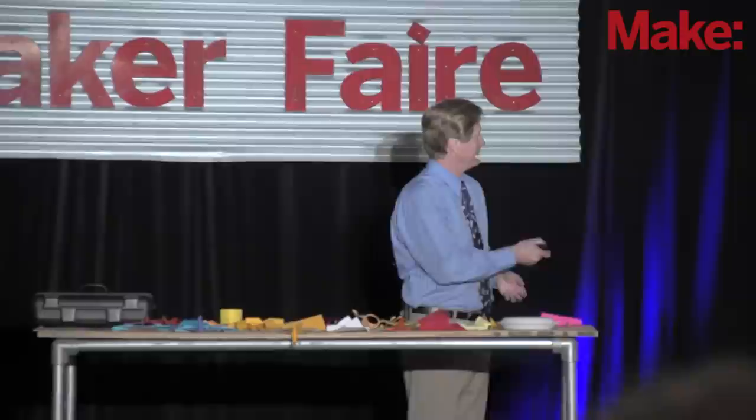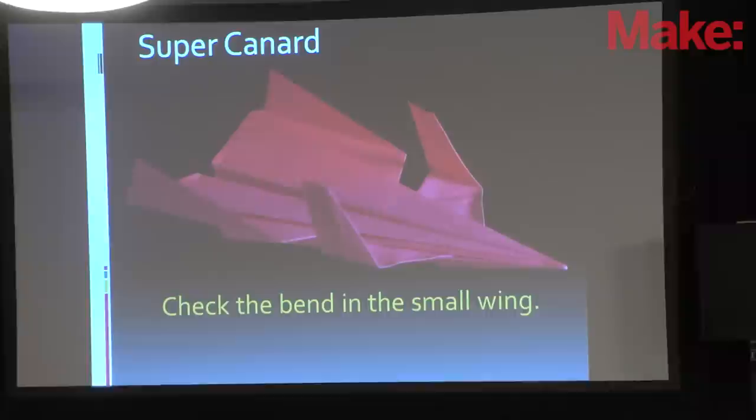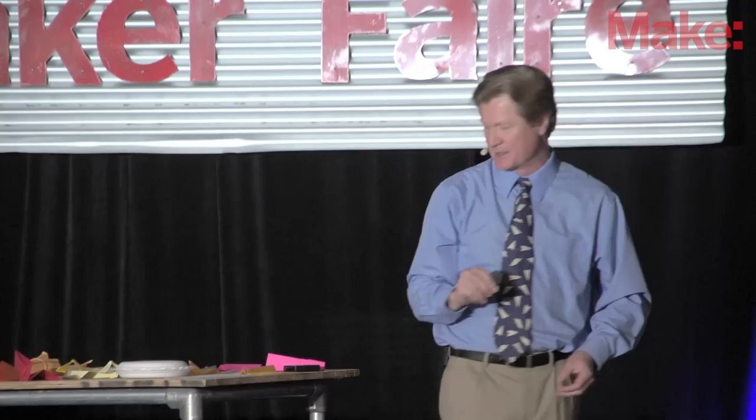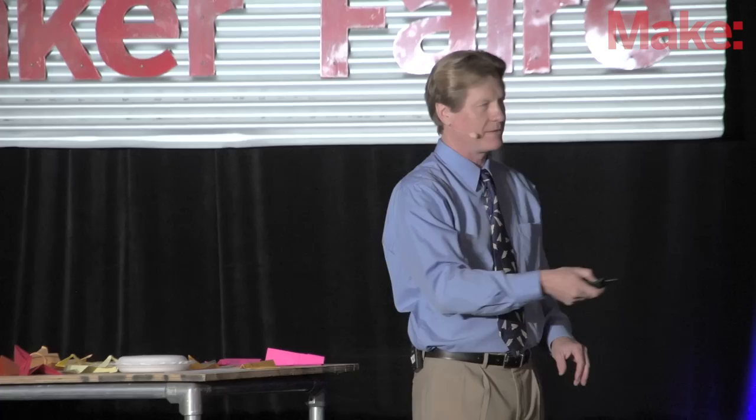So here's my canard design. Again, no cutting or gluing. And it's got the same kind of idea. I'm angling this forward wing, the little wing in front, at a slightly higher angle of incidence. And it makes it stall resistant, not stall proof. You see how it noses over real easy there, instead of going into a main wing tip stall. Just throw that back when you get a chance.